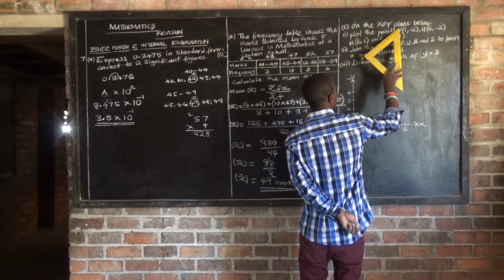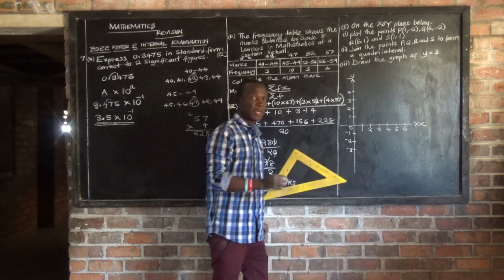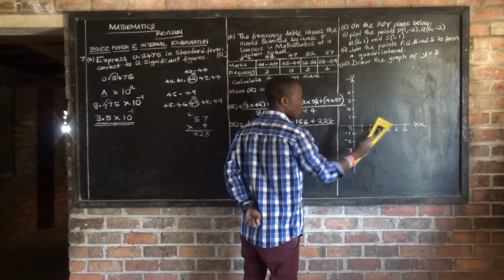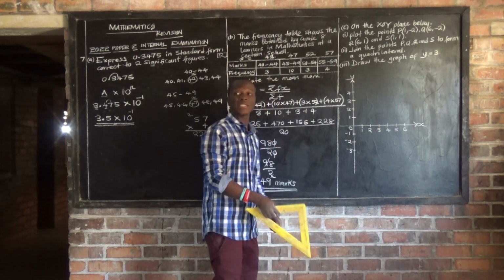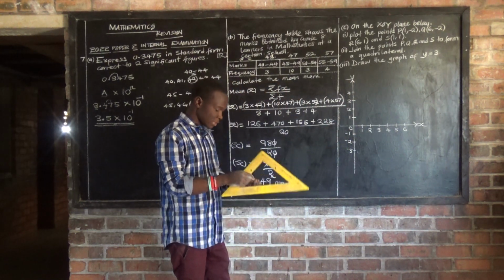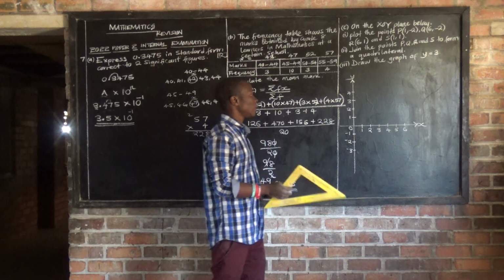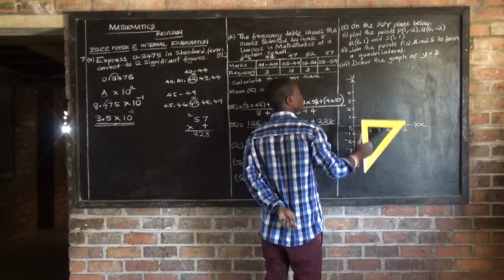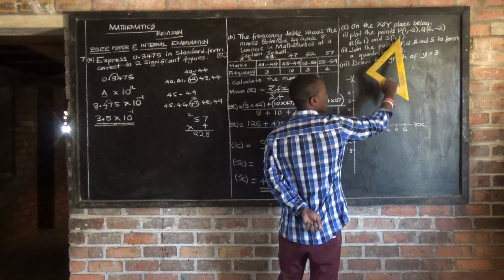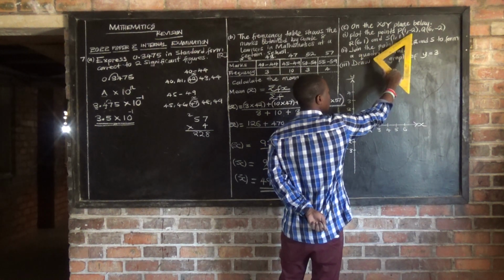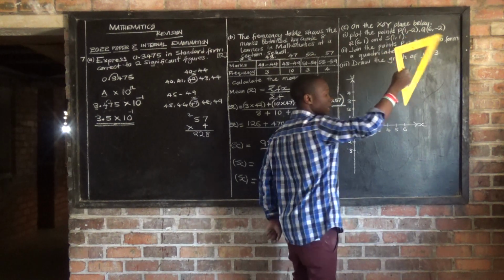On the x-y plane, this is our x-y plane, right? Or you can also call it a Cartesian plane. They are saying this is a very, very simple question. Plot the points. So point P is (1, -2). And ensure that you check these coordinates for me.